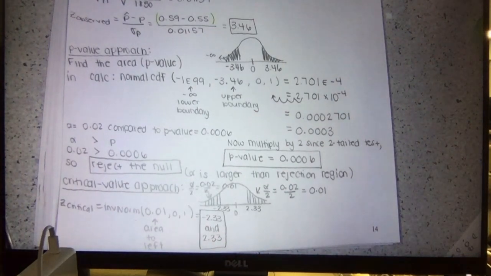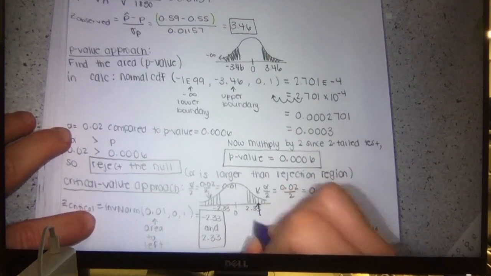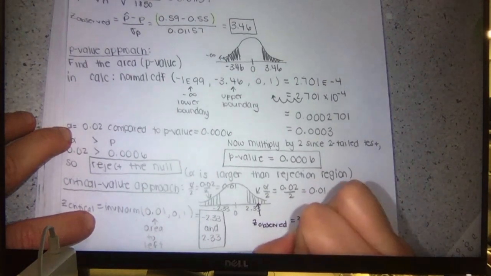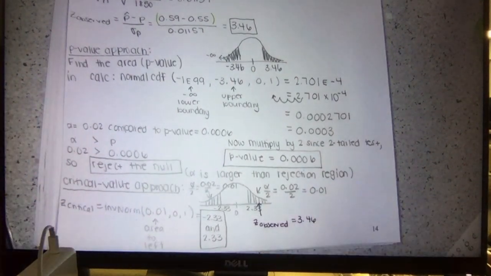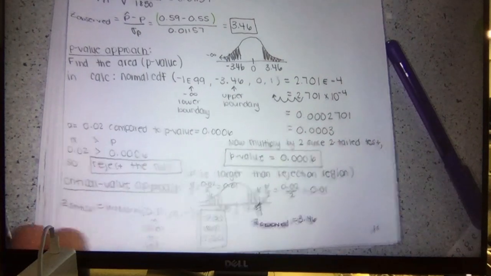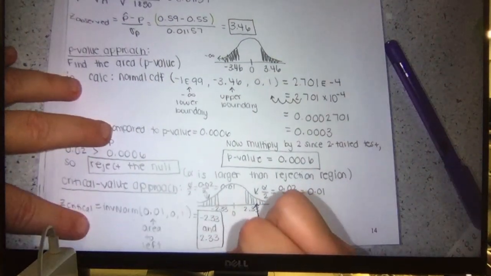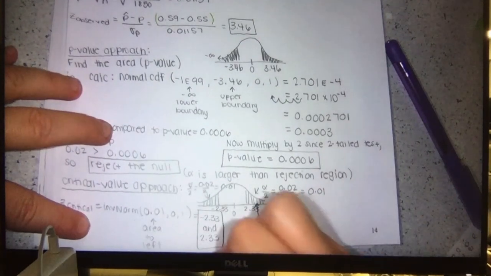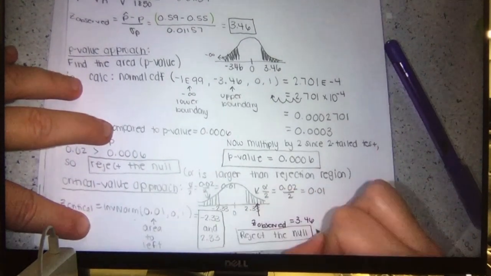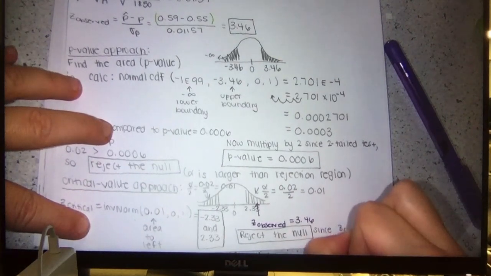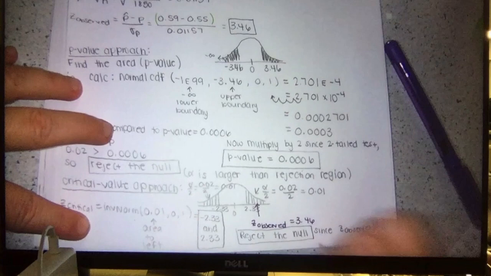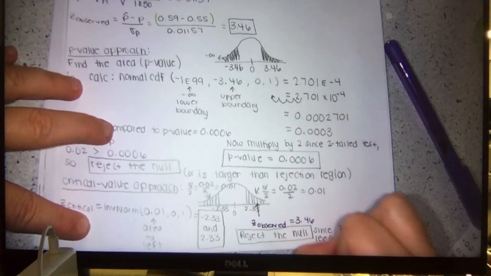Last but not least, our Z observed is 3.46, which is somewhere over here, which is in that shaded region. So we are going to reject the null. It's in the rejection region.